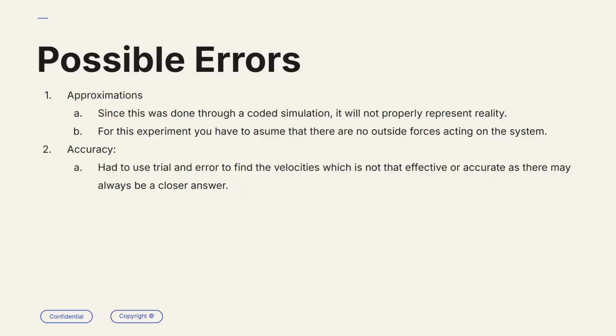Now, possible errors. There are basically just two, which are approximations and accuracy issues. Since this was done through a coded simulation, it will not properly represent reality. This will mean that some of the forces that could be acting on the system are not accounted for, which could possibly be making it so hard to create that figure eight that we were looking for. We also have to assume that there are no outside forces acting on the system, which may not be correct in reality. Furthermore, there are accuracy errors, as trial and error had to be used to find the spaceship velocity, and there may be a better velocity than what I was able to calculate. So that's also an error, as well as there could just be rounding errors from where I cut numbers too short or anything like that.